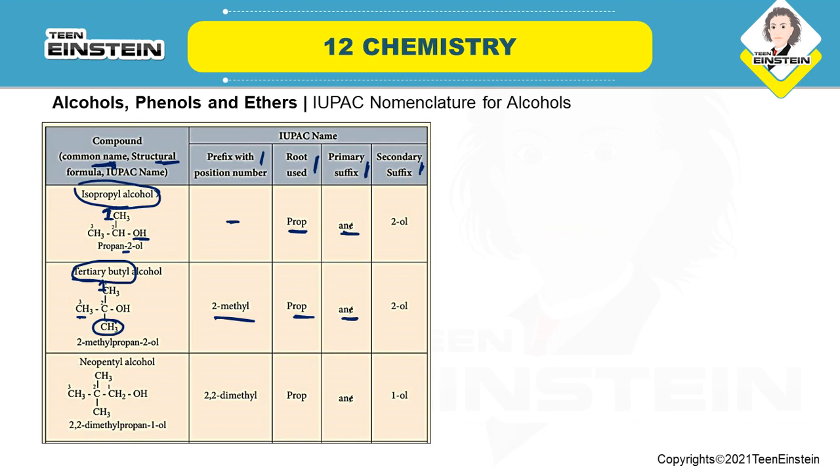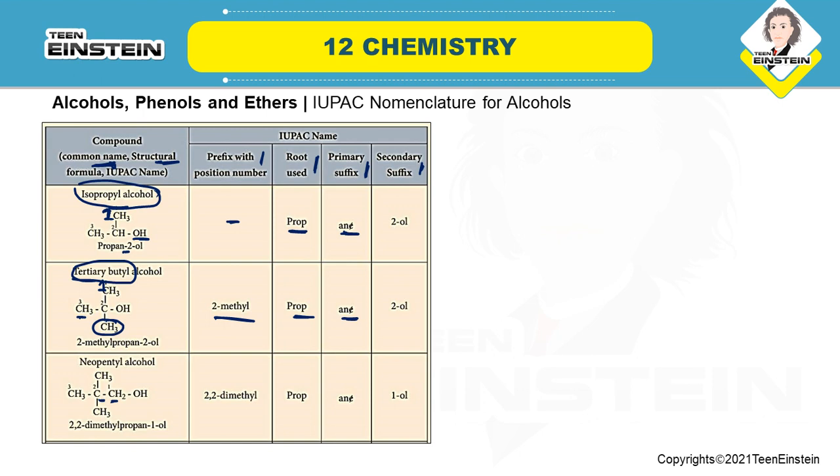Third example, this group altogether is written as neopentyl. Remember it is 5 carbons, but it is a 1 degree alcohol, because the carbon to which OH is attached is attached to only 1 carbon. So don't think that it is a tertiary alcohol. It is not a tertiary alcohol, because the carbon to which OH is attached is attached only to 1 carbon. Fine. So this group is the neopentyl group.